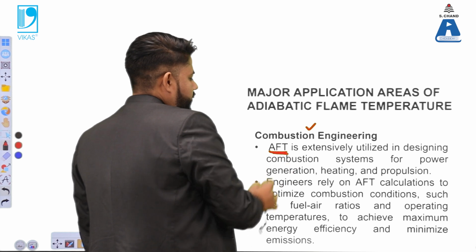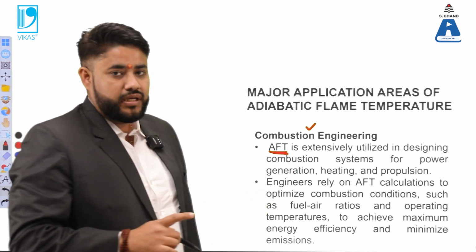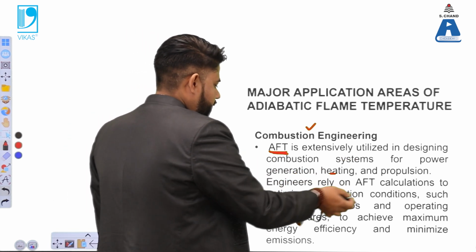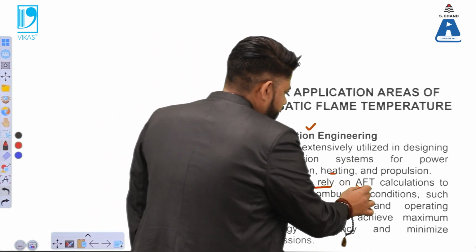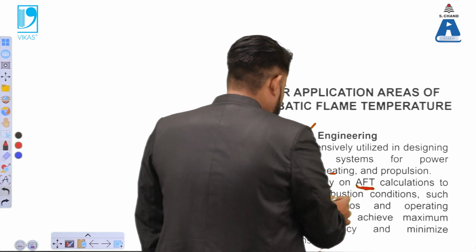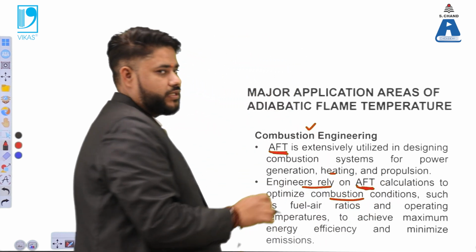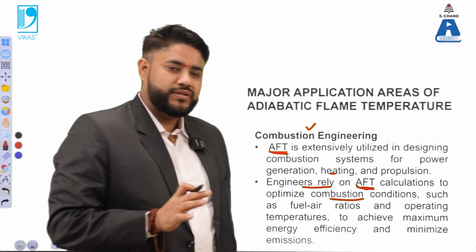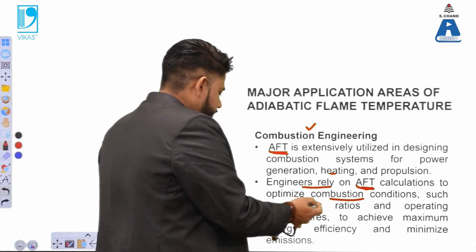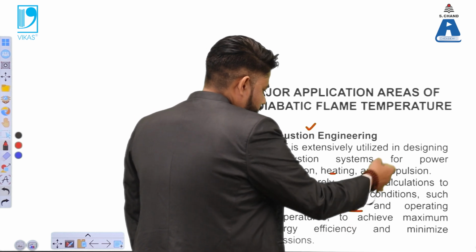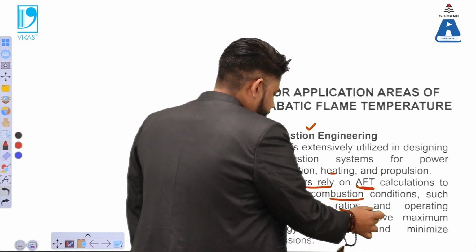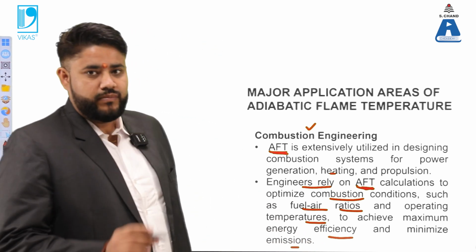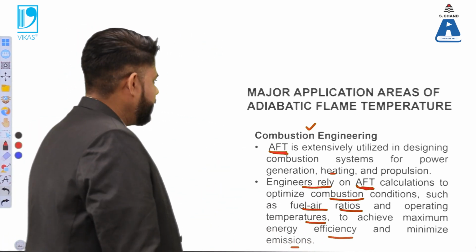I have told you that adiabatic flame temperature is basically utilized in designing the combustion systems for power generation, heating and propulsion. So engineers basically rely on these adiabatic flame temperature calculations to optimize the combustion conditions. The foremost thing is to optimize those combustion conditions, getting the optimum value of air fuel ratios and those operating temperatures so as to achieve maximum efficiency and to minimize the emissions. This is one of the critical aspects.